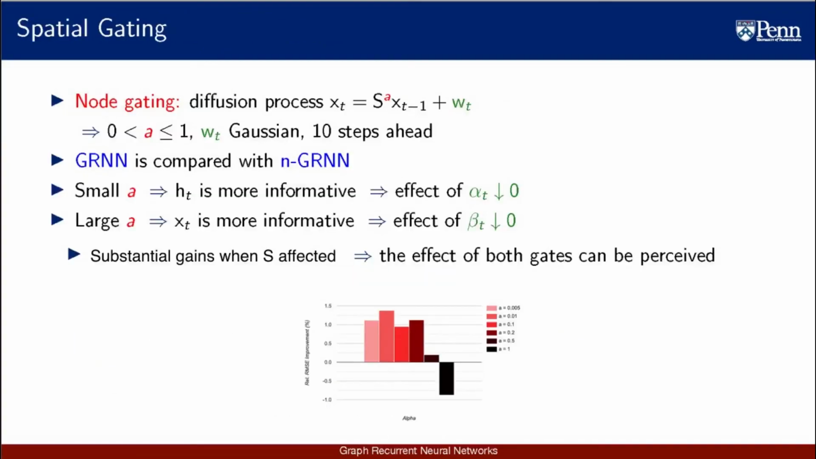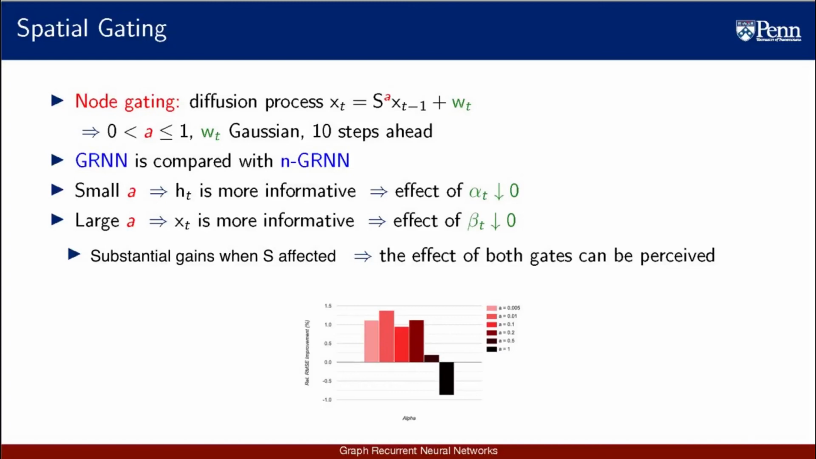For node gating, we now consider a process like the one in the previous experiment, where now S, the graph shift operator, is exponentiated by the scalar a between 0 and 1. We predict the values of x 10 steps ahead. The architectures that we compare are a GRNN and a node-gated GRNN. The relative RMSE improvement of a node-gated GRNN over the GRNN is presented on the plot.